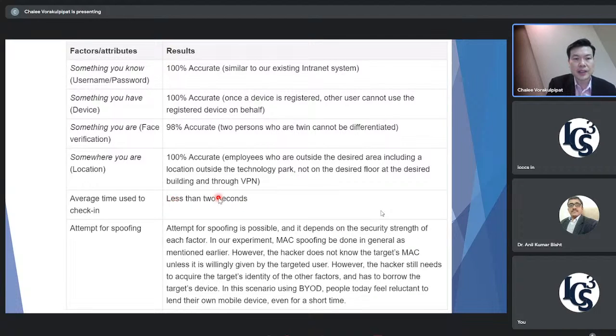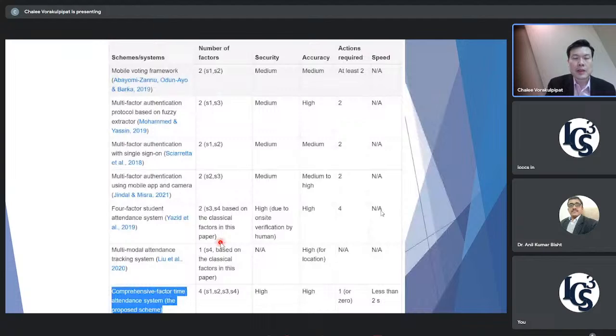It's very fast, and it is very hard to work around because we use up to four-factor authentication. Okay. When we compare with our older systems, we find that only our system uses up to four factors, and security, of course, must be relatively high. Accuracy is also high because we use up to four factors.